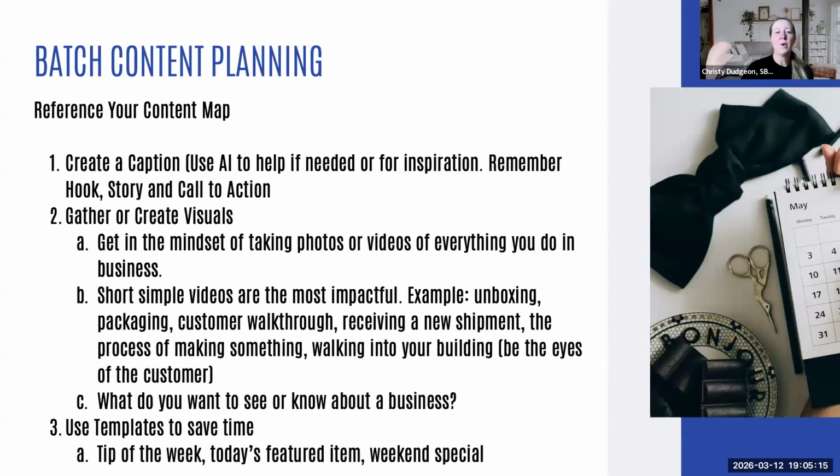And of course, we're going to use AI to help us do that. So we're going to reference our content map when we're creating our batch planning. So we've got 2 weeks on that map that I just showed you, or that calendar that I just showed you. So we're going to create a caption, use AI to help if needed for inspiration.